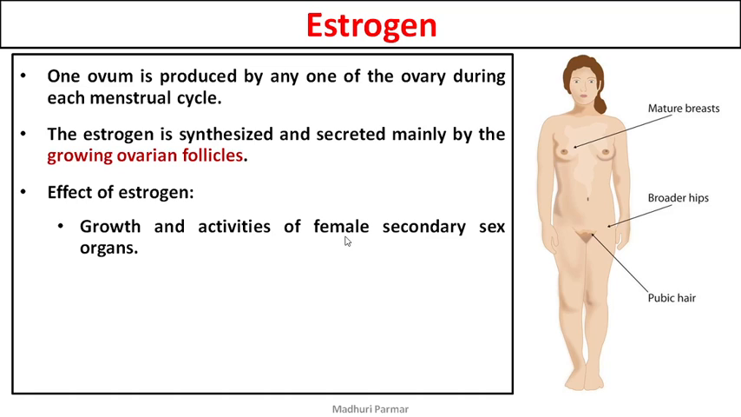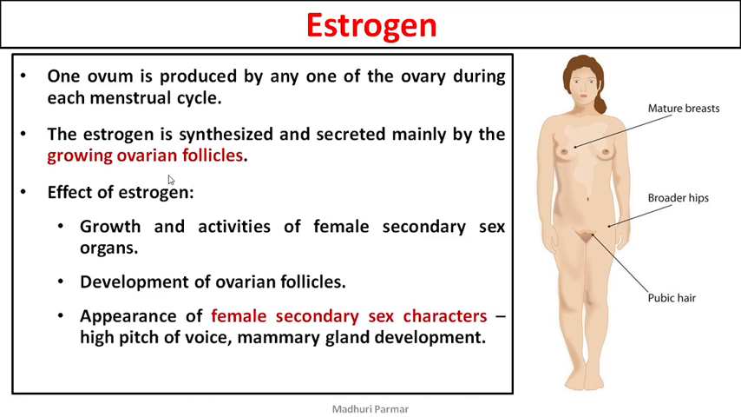secondary sex organs. Secondary sex organs मैंने आपको बताया था. These are the organs which are not directly related to gametogenesis, but they help in the process. Okay. Then there is development of ovarian follicles because of estrogen. There is appearance of female secondary sex characters. जो भी secondary sex characters या accessory characters हैं for females like high pitch voice, mammary glands, ये सारे के सारे are the result of estrogen. Okay, and estrogens, they also regulate the female sexual behavior.